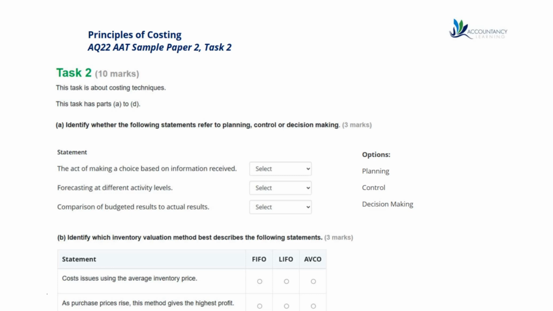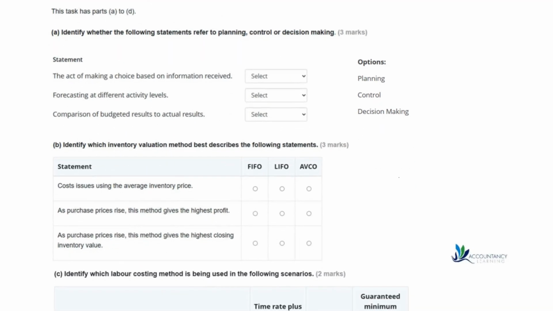I'm Sarah, and in this video I'll take you through the Principles of Costing Sample Paper 2 Task 2. Task 2 is all about costing techniques. For Part A, we're asked to identify whether the following statements refer to planning, control or decision making.